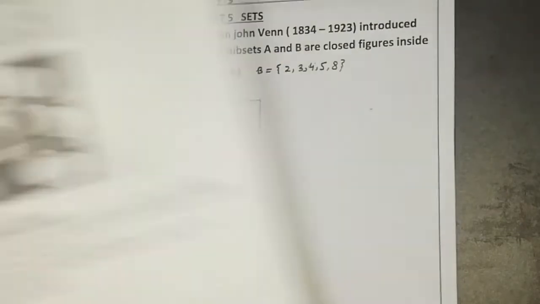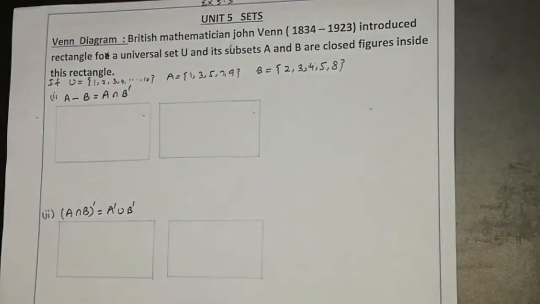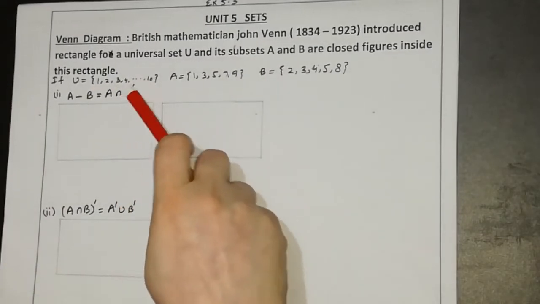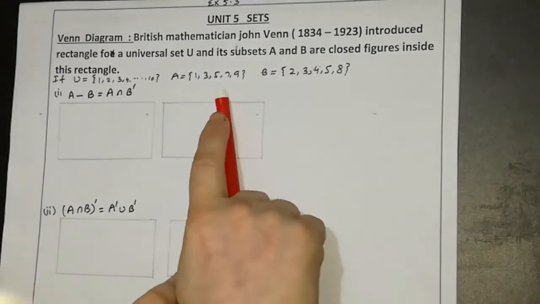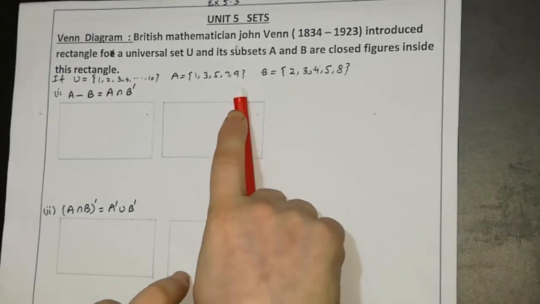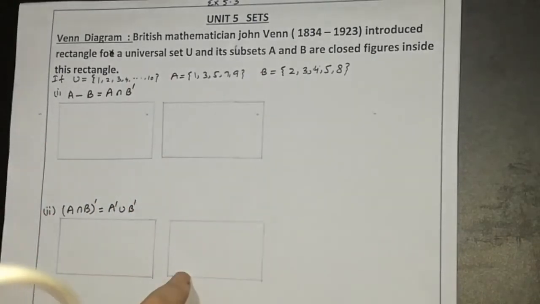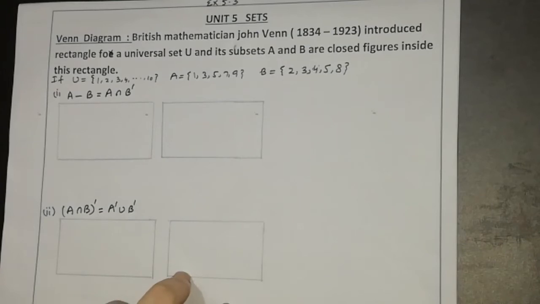So let's have a question. Now you have a very simple idea of how to shade. Now this is the question. U is equal to 1, 2, 3, 4 up to 10, and A is equal to 1, 3, 5, 7, 9, and B is equal to 2, 3, 5, and 8. First we will see whether the sets are overlapping, disjoint, or whether A is a subset of B.